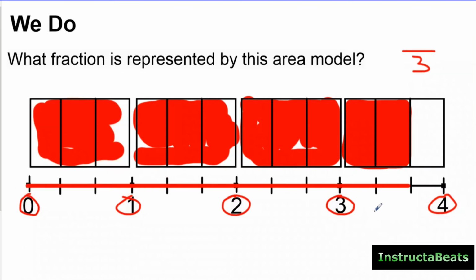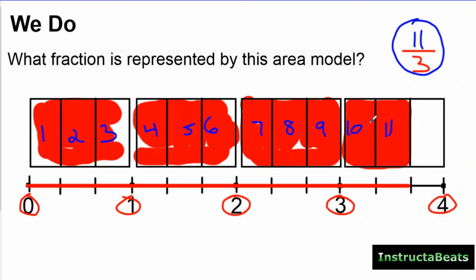Now I want to look at my numerator. So how many pieces are shaded? All right. So again, I like to think about food. So I have 1, 2, 3, 4 brownies total, right? And I split each brownie into 3. That's why my denominator is 3. And I shaded in 1, 2, 3, 4, 5, 6, 7, 8, 9, 10, 11 pieces. So my improper fraction that's represented is 11 thirds.